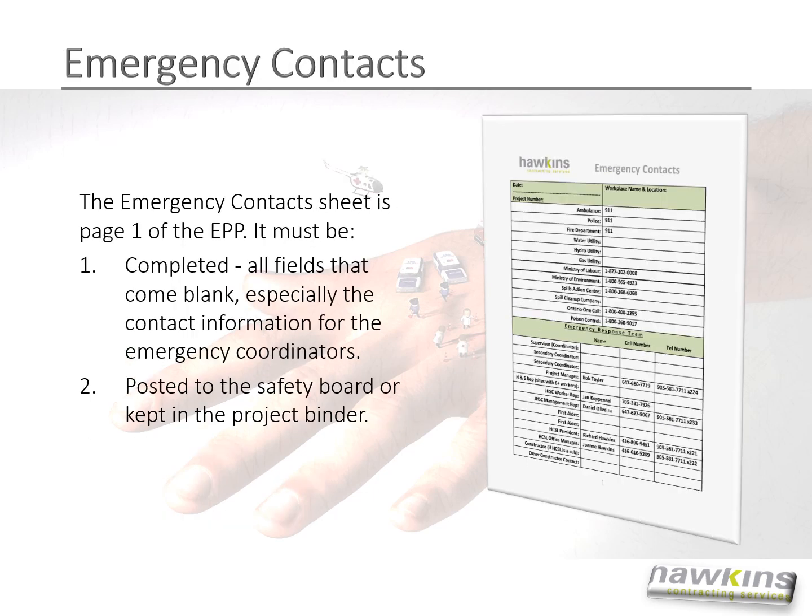The emergency contact sheet is page 1 of the EPP. It is found on the front because it needs to be easily and quickly accessible in the event of an emergency. This sheet must be completed. All fields that come blank, especially the contact information for the emergency coordinators, must be filled in. And it must be posted to the safety board or kept in the project binder.